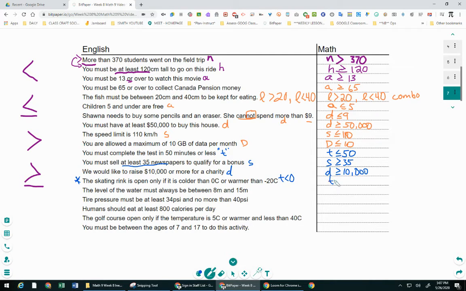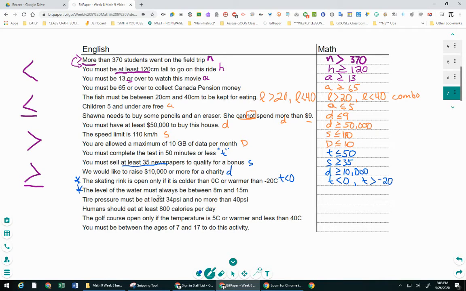So I guess we'll do it over here. T must be less than 0, but at the same time, it's got to be warmer than negative 20, right? You're not going to go out in really cold weather. So T has to be greater than negative 20. There's no or equals to in this. It says it has to be colder than 0, so less than 0 and greater than negative 20.